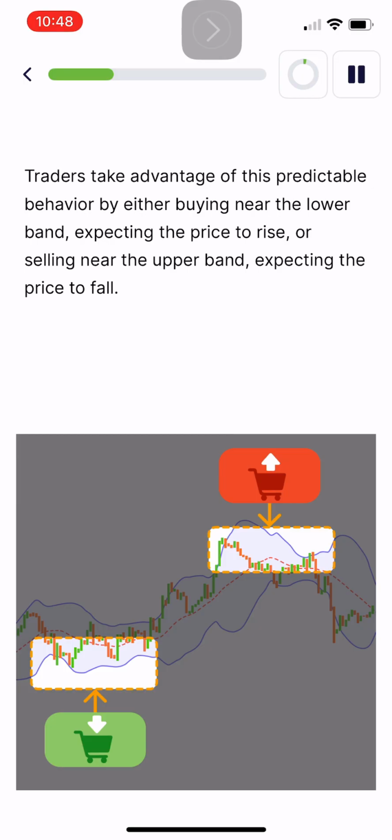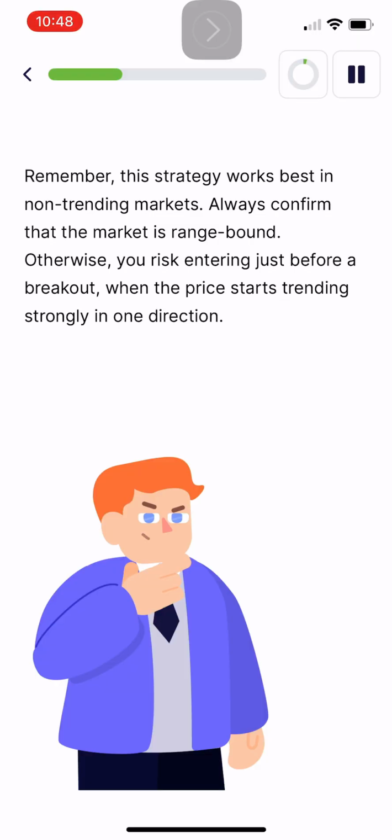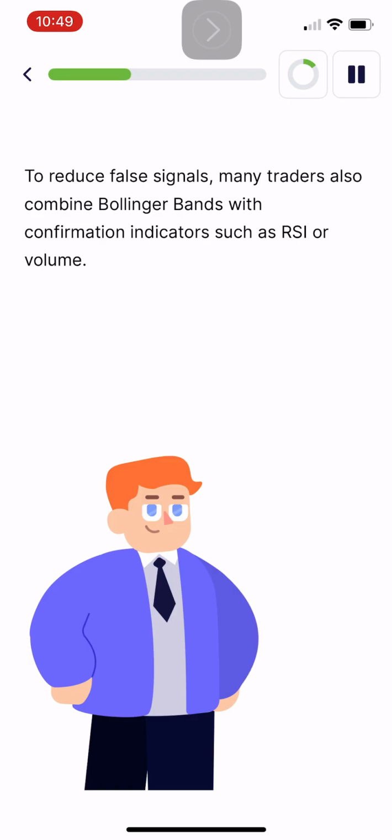Traders take advantage of this predictable behavior by either buying near the lower band, expecting the price to rise, or selling near the upper band, expecting the price to fall. Remember, this strategy works best in non-trending markets. Always confirm that the market is range-bound. Otherwise, you risk entering just before a breakout, when the price starts trending strongly in one direction. To reduce false signals, many traders also combine Bollinger Bands with confirmation indicators such as RSI or volume.